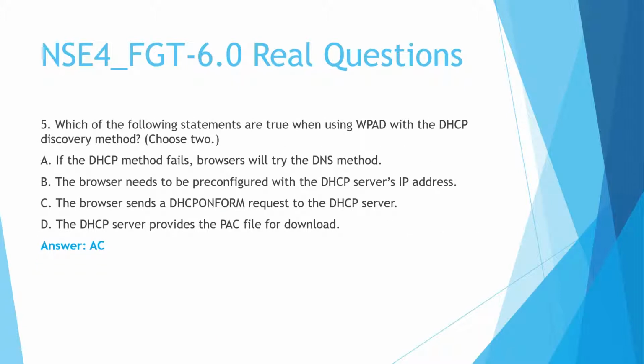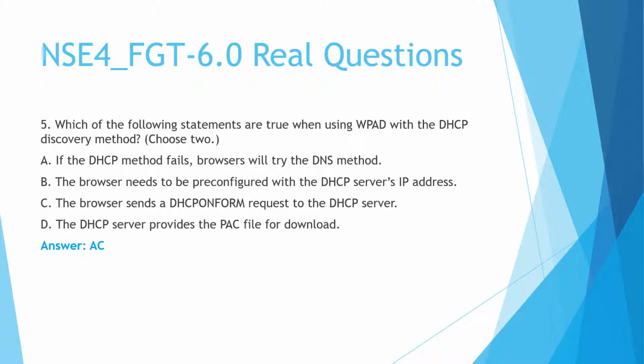Answer, B, D. 5. Which of the following statements are true when using WPAD with the DHCP discovery method? Choose 2. A. If the DHCP method fails, browsers will try the DNS method. B. The browser needs to be preconfigured with the DHCP server's IP address. C. The browser sends a DHCP INFORM request to the DHCP server. D. The DHCP server provides the PAC file for download.